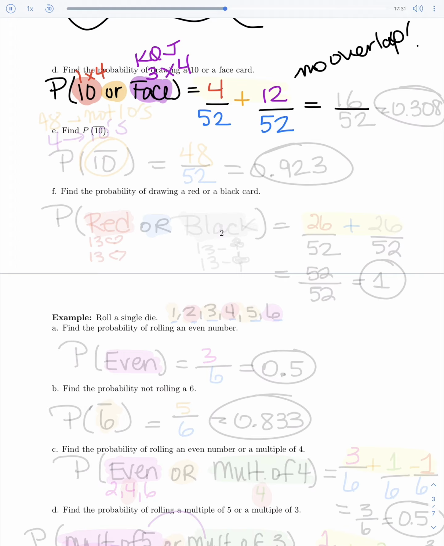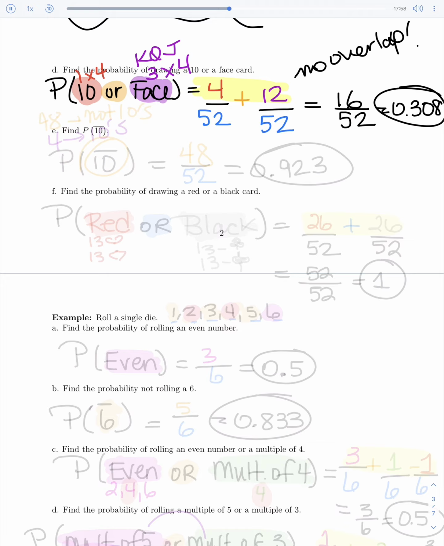They already have a common denominator, so that will stay the same. We'll just add straight across the top, which is the 4 plus the 12, for a total of 16. So again, we get 16 out of 52, which is 0.308. That's our probability of drawing either a 10 or a face card.